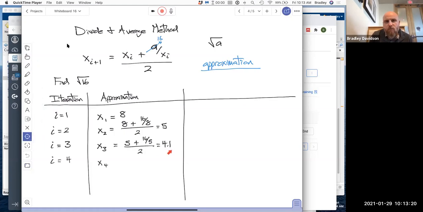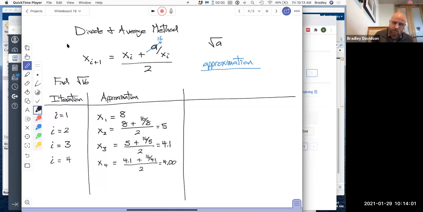So the question would be, if we didn't know this is 4, how would we know when to stop? So let's just keep on going because we know we need to go, but keep that in mind, right? If we were going to take the square root of, let's say, 23.6, we still need to know when to stop. And so here we're going to plug in our 4.1 plus 16 divided by 4.1, then divide that by 2. Okay, now I'm getting 4.001. Okay, so we're getting closer and closer and closer.